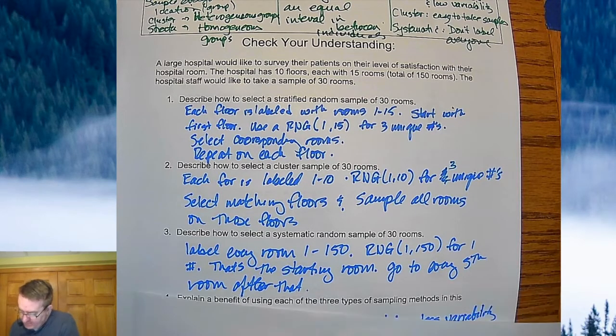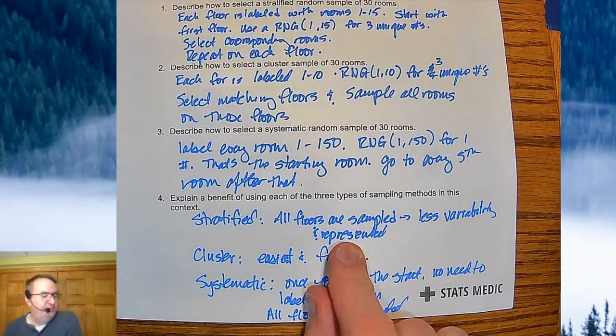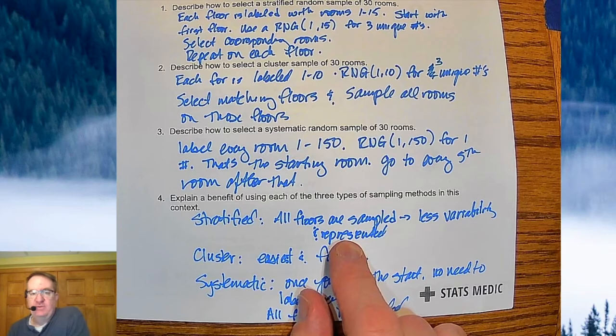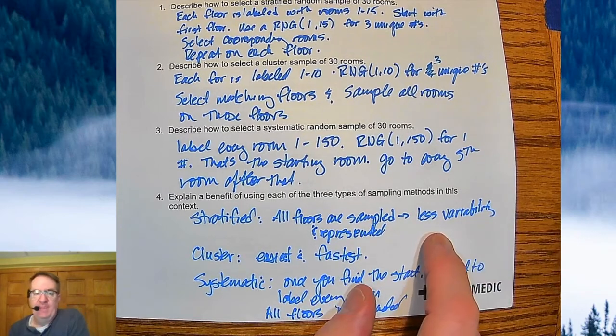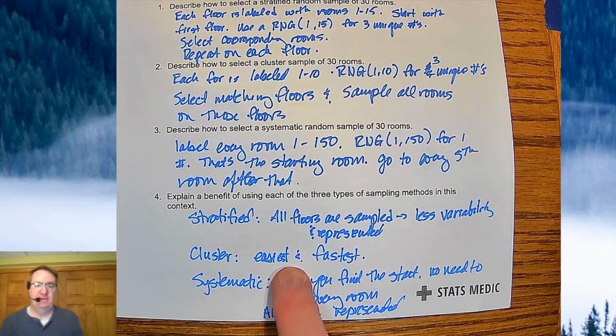Now, what are the benefits for each of these? Stratified has the benefit that all floors are being sampled, and so they're represented, so therefore there's going to be less variability. That's always a plus. Cluster is nice because it's the fastest and the easiest because you don't have to climb all those stairs. You just go to the 3 different floors and talk to everybody.